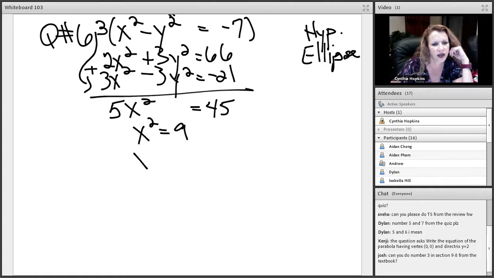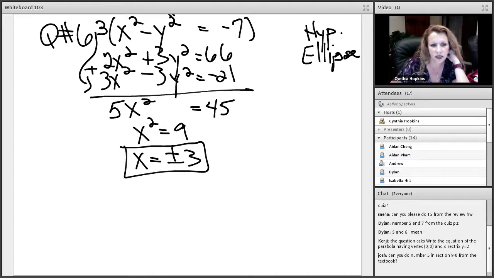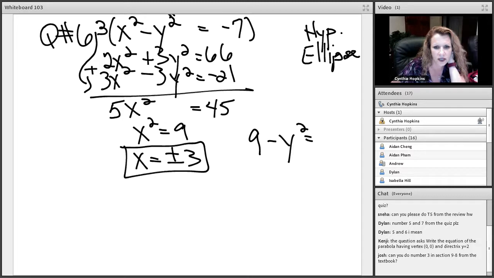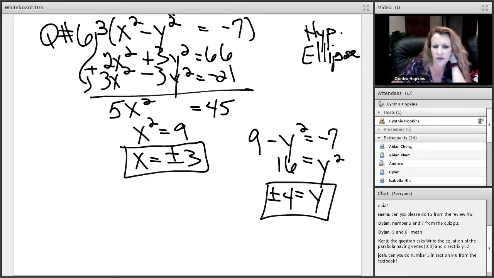Next, I divide by 5. Then I take the square root of both sides, but don't forget plus or minus. So I get x equals plus or minus 3. All right, next I'm going to go back and plug that in. I think I'm going to plug it into the first equation. So whether I plug in the positive 3 or the negative 3, when I square it, I get 9 minus y squared equals negative 7. I'm going to add y squared to bring it to the right side of the equal sign. Then I'm going to add 7 to both sides, and I get 16. And so when I take the square root of both sides, I get y equals plus or minus 4.